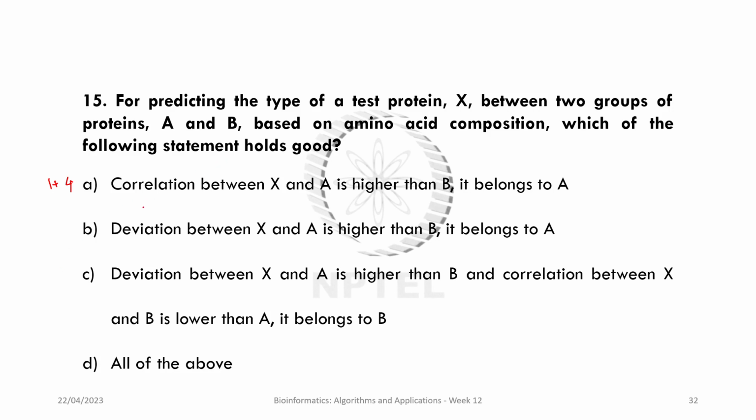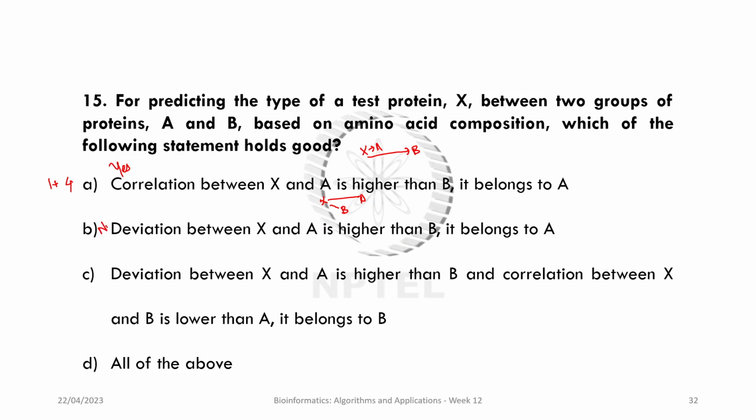And when you look into the options, correlation between X and A is higher, which means X is closer to A than B. So it belongs to A. Is that acceptable? Yes. Deviation between X and A is higher than B, which means X deviates. First of all, I don't know what they mean by X deviates so much from A. Let's take it as opposite to correlation, because it's not so correlated, therefore it is deviating from B, which means it's correlating better with B than A. So it cannot belong to A, right?